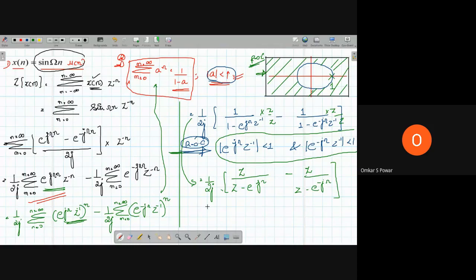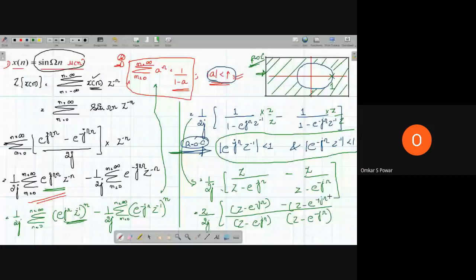Okay. So bring z outside. So what you do is z by 2j. Take the LCM here, z minus e power j omega into z minus e power minus j omega. In the numerator, it will be z minus e power minus j omega minus z minus e power plus j omega. So this is just simplifying the things. Then you apply the x minus a into x minus b formula to the denominator and further simplify this one. Okay, so I'll give you the direct answer after simplifying.